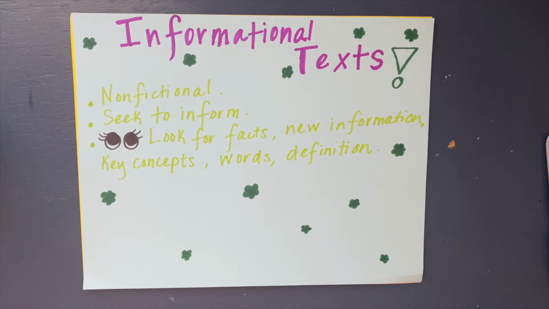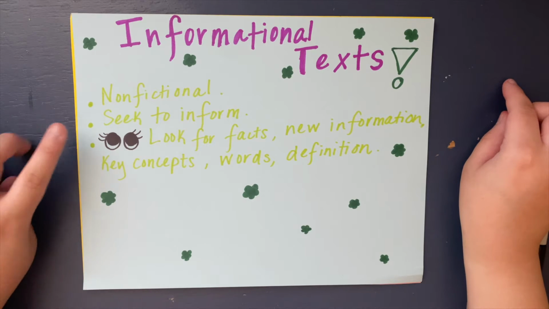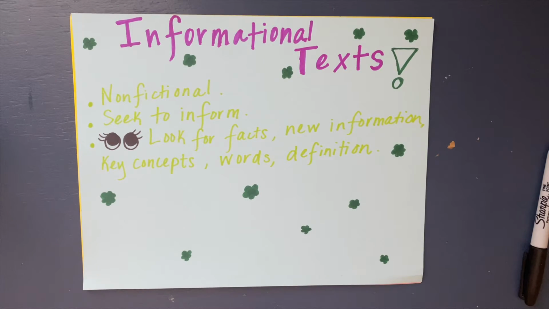Before we jump into today's fun activity, we're going to review what informational texts are and what we should be looking for when we read them. Informational texts are non-fictional pieces of writing that seek to inform the reader about a certain topic. This topic could be related to math, reading, writing, social studies, or even science. When we are reading informational texts, we want to be looking for facts, new pieces of information that we didn't know before, and finally, key concepts, words, or definitions.